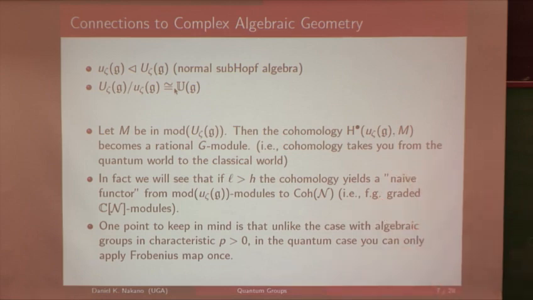All right, so here's a jazzed up way of saying that, and we'll see this in a second. Let's say our root of unity is bigger than h. Then the cohomology yields what's called a naive functor. What you can do is take modules for this small quantum group here. Actually, this should be big U zeta G, to coherent sheaves on the nilpotent cone. The reason is that when I take the trivial module, the cohomology will identify with the coordinate algebra. We'll see that in a second, and this will come up in a more complicated setup later on.